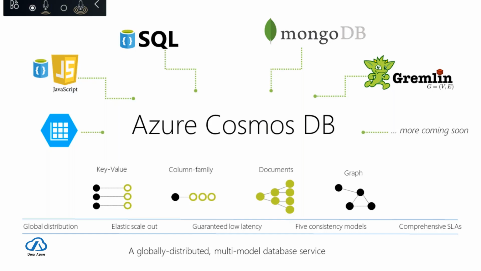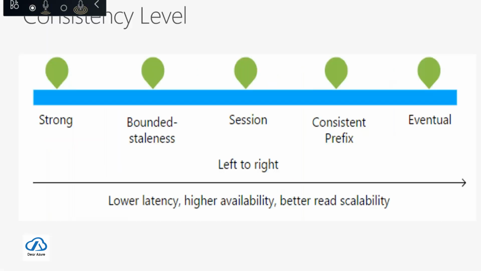So, as I told you, there are 4 kinds of NoSQL database, and all 4 of them are supported in Azure Cosmos DB. We have to talk about this consistency level, but we are going to talk about it once we move to the demo part.